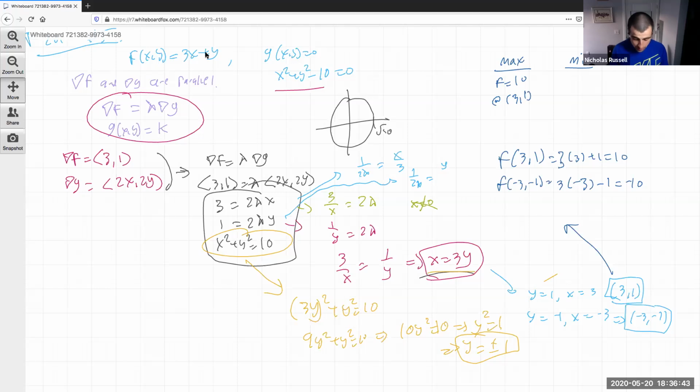So the max value is 10. Okay, that's what that means. Your maximum value is 10, and it occurs at the point 3, 1. Your minimum value is negative 10, and this occurs at negative 3, negative 1. And this is your answer. If you had more than 2 values here, you would have to go through and make sure.